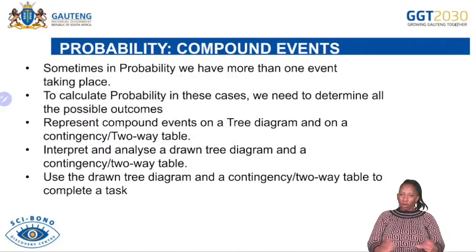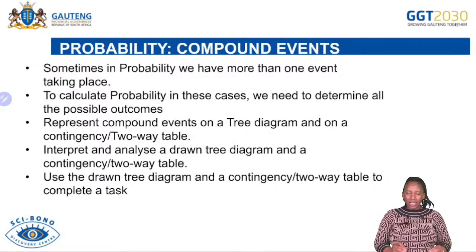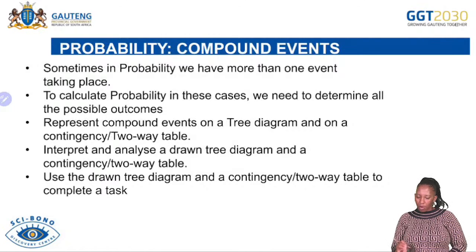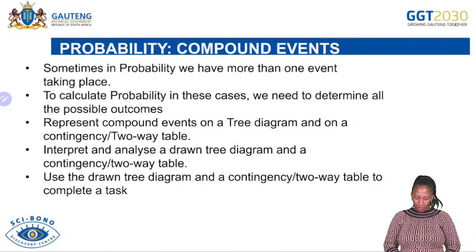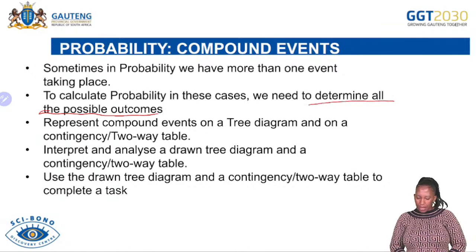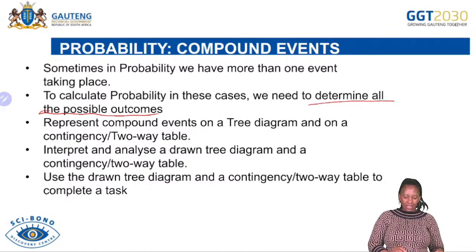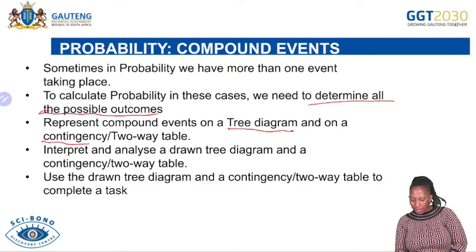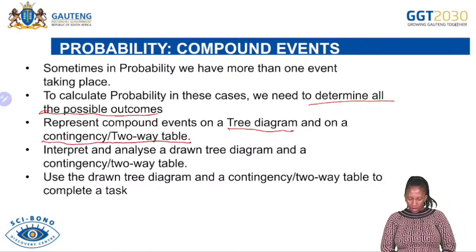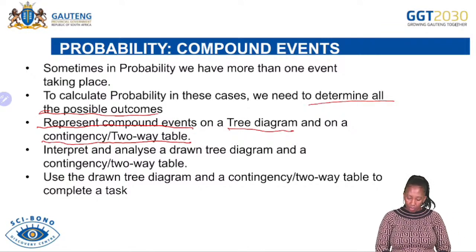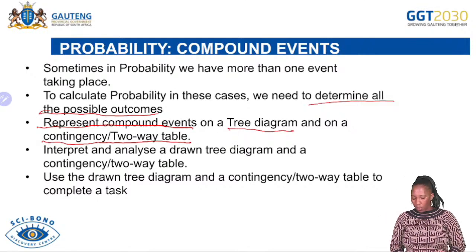Now we are talking about compound events. So what are we referring to when we say a compound event? Sometimes in probability, we have more than one event taking place. To calculate the probability in this case, we need to determine all the possible outcomes. And for us to do this, we represent the compound events on a tree diagram or on a contingency or a two-way table. Remember now, what are we doing? We are representing these compound events on a tree diagram or on a contingency or two-way table.